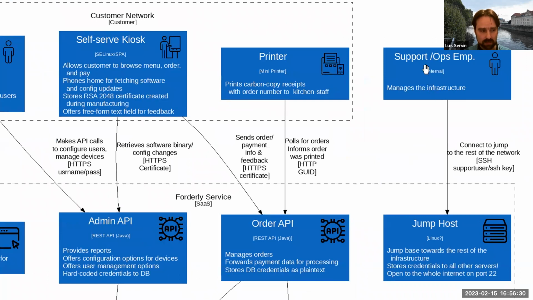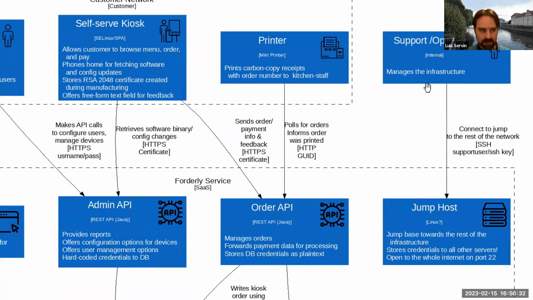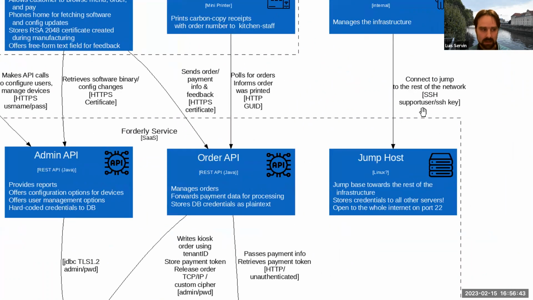And the same situation we find here with ops. So we have a group of people doing operations management, which connect to the rest of the network through a jump host, and this jump host uses SSH, and they connect as the support user with an SSH key. What two problems do we see here?